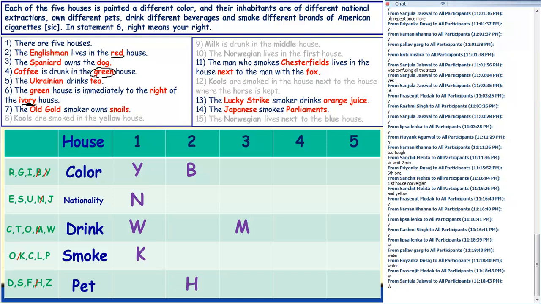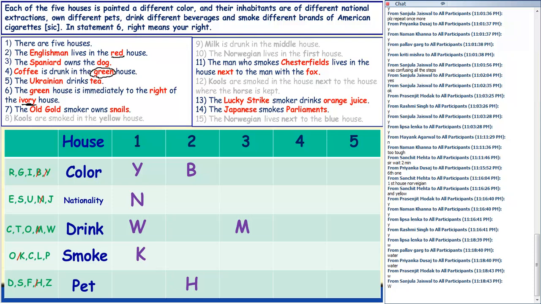नाउ सिमिलरली लेट्स फोकस ऑन द नेशनलिटी. इज देयर एनी नेशनलिटी विच हैजंट बीन पेयर्ड? इंग्लिशमैन रेड, स्पेनियर्ड डॉग, यूक्रेनियन टी. 3 ये हो गए. नॉर्वेनियन का ऑलरेडी फिक्स है 4. एंड जापानीज स्मोक्स पार्लियामेंट. सो ऑल दी नेशनलिटी हैज बीन पेयर्ड. वो जब भी आएंगे किसी न किसी एक पेयर्ड में आएंगे. ऑलराइट, सो लीव नेशनलिटी. ड्रिंक.